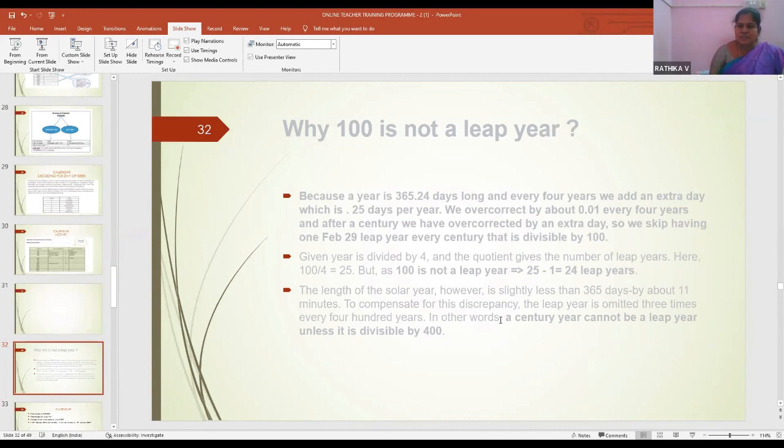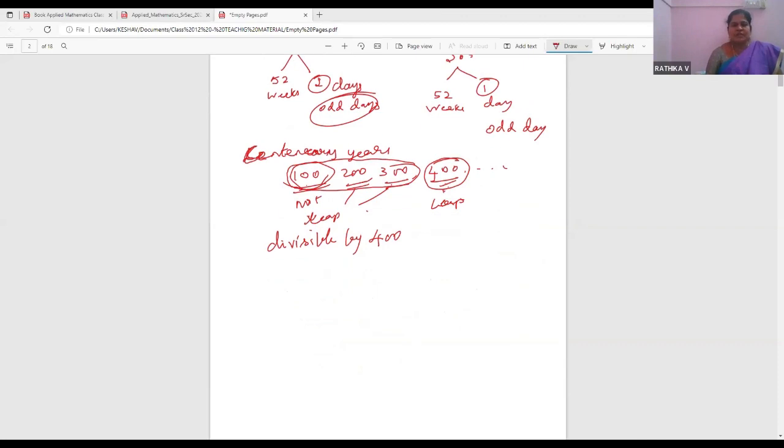So you can see that a century year is a leap year only if it is divisible by 400. Definitely the students will ask doubts about this concept, so we have to explain it now. Only when divisible by 400 do we say it is a leap year.